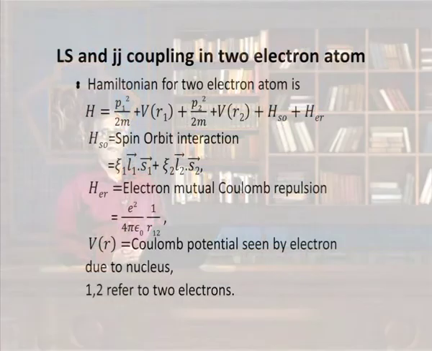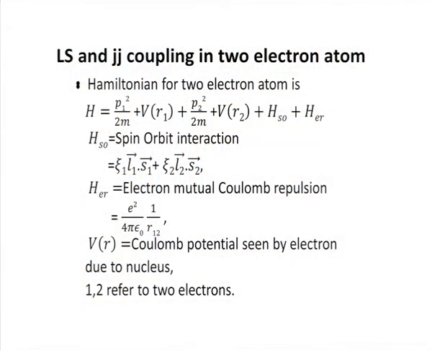Now, we talk of LS and jj coupling in a 2 electron atom. Here we have one modification from the 1 electron atom. From 1 you have moved to 2 electrons. So, when there are 2 electrons, you write the energy term, that is the Hamiltonian. You have first one term corresponding to 1 electron, which is kinetic plus potential. Then for the second, again kinetic plus potential. Then you include the spin orbit interaction, which is H_SO.